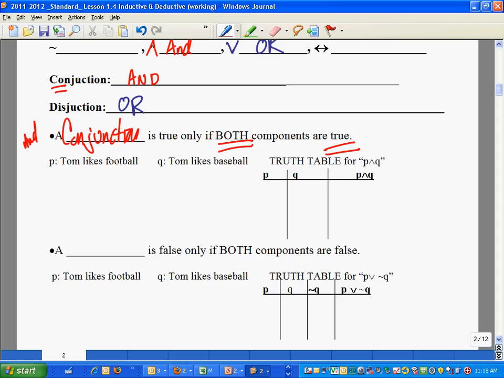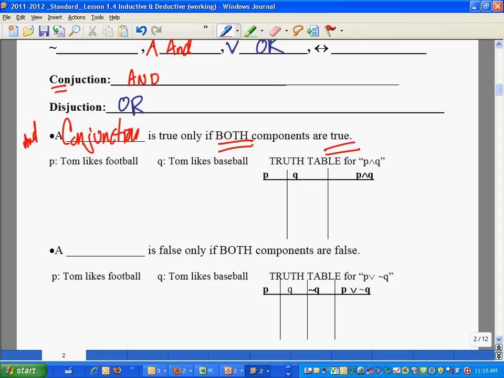That's true or false in your team. You know the answer. What do you think, true or false? False, false. Why? You're correct. Because he's not in either one.